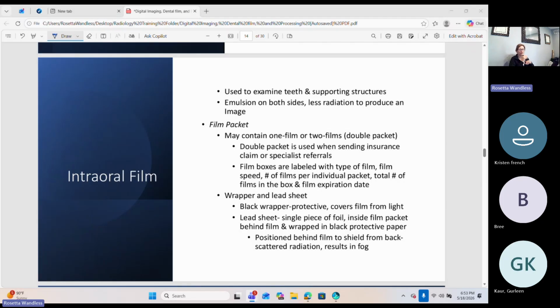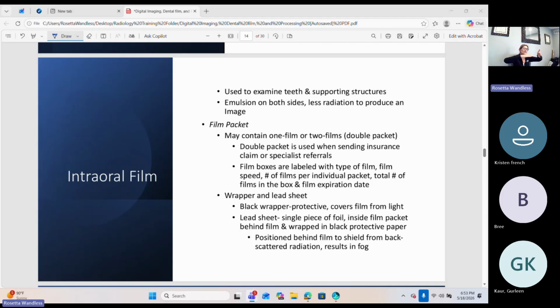So if we were to close that little black paper up, on the outside of that we're going to see something that looks like aluminum foil. It's a lead foil that's inside that packet, and what that does is shield from the radiation. So if my lead is here and my film is in front of it, and I'm taking a picture, I'm going to capture the X-ray. It goes through the film and stops at that lead piece, okay?